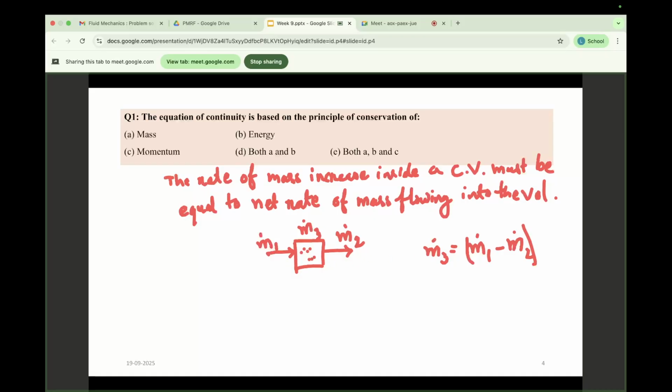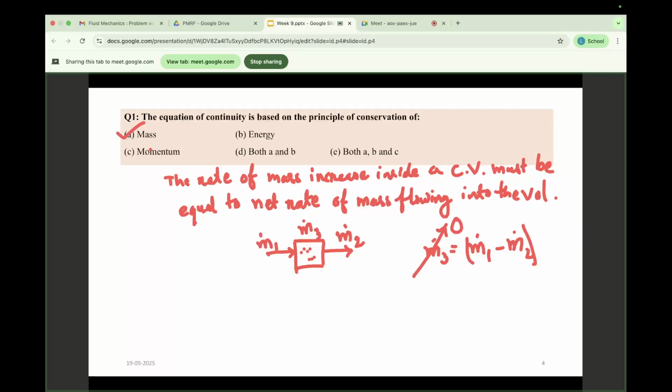So the rate of mass increase inside this control volume should be equal to the difference between the mass entering and the mass flowing out of this system. So that is the law. Okay. In certain cases, if there is no mass accumulation, then it is zero. So I can say that whatever mass enters and goes out should be equal. So that is the fundamental. So this is the equation of continuity.